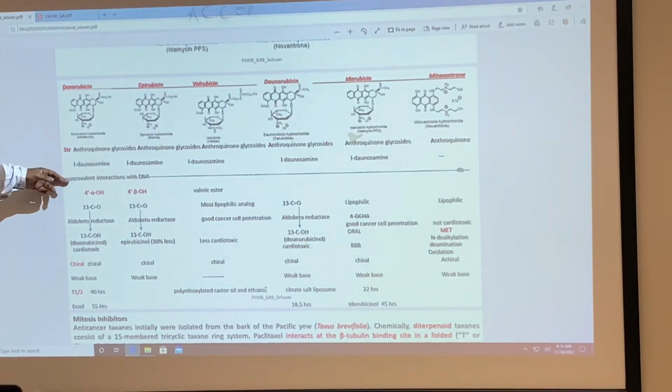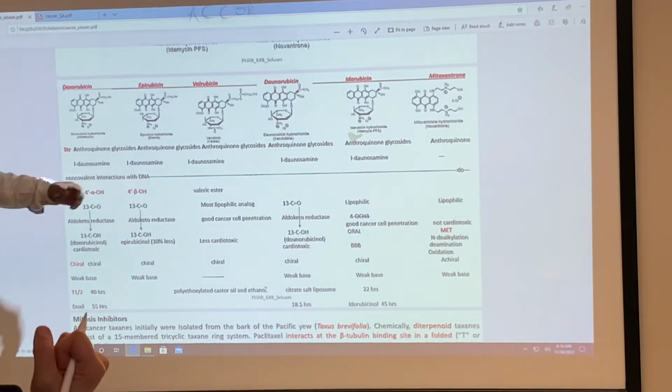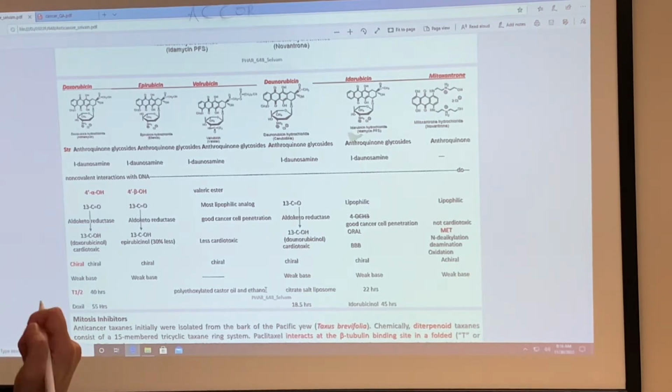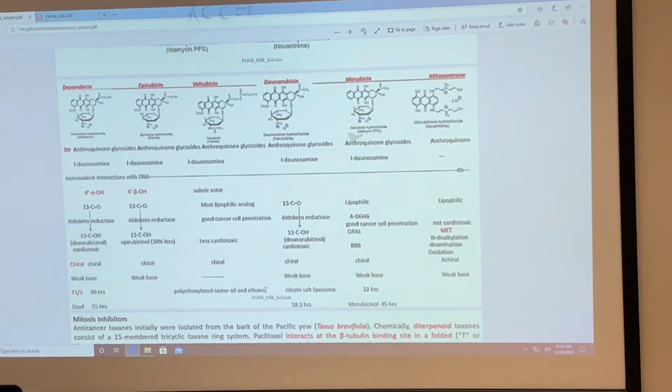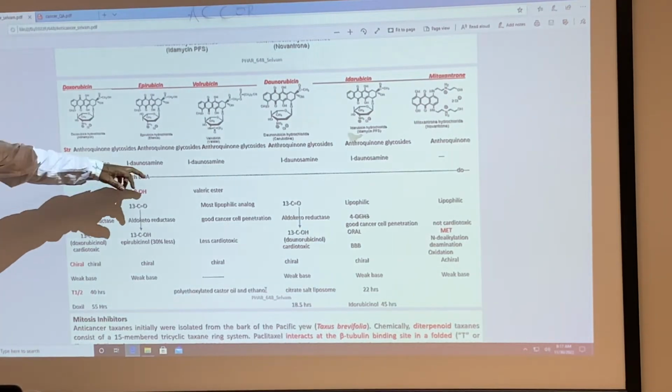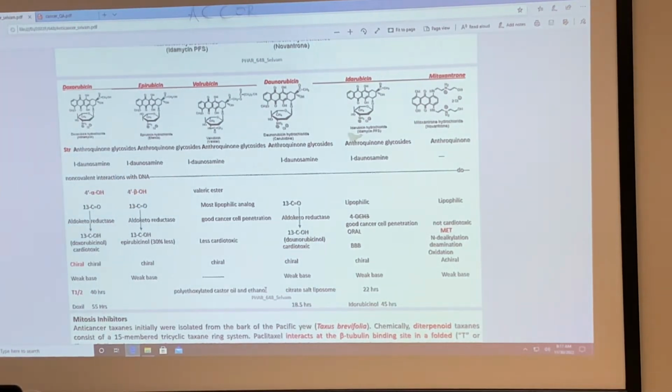The mechanism is the same for all. It's a non-covalent interaction. Non-covalent interactions are reversible interactions like hydrogen bonding, hydrophobic, van der Waals, and ionic interactions. So these are the non-covalent interactions with the DNA molecules. That's the same mechanism for all those analogs.